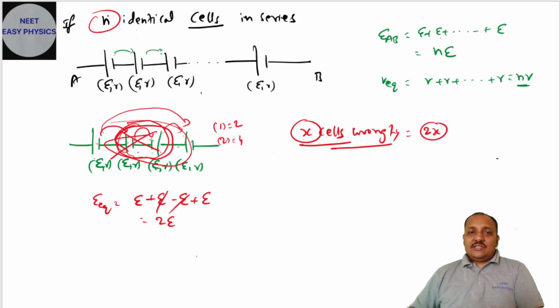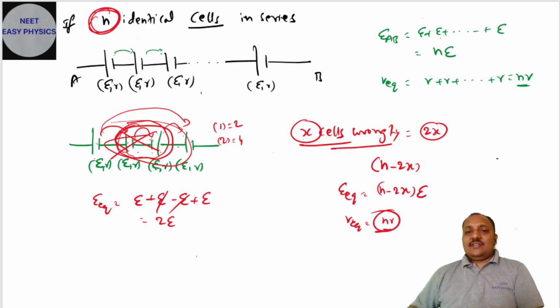What do the remaining cells mean? How many cells are there here? N cells. Therefore, the remaining cells number N minus 2X. Then what is the equivalent EMF? It means (N minus 2X) into E. What is the equivalent internal resistance? If you connect like this or like this, the internal resistance will not change. That is NR. So let us see how they will give a problem on this.